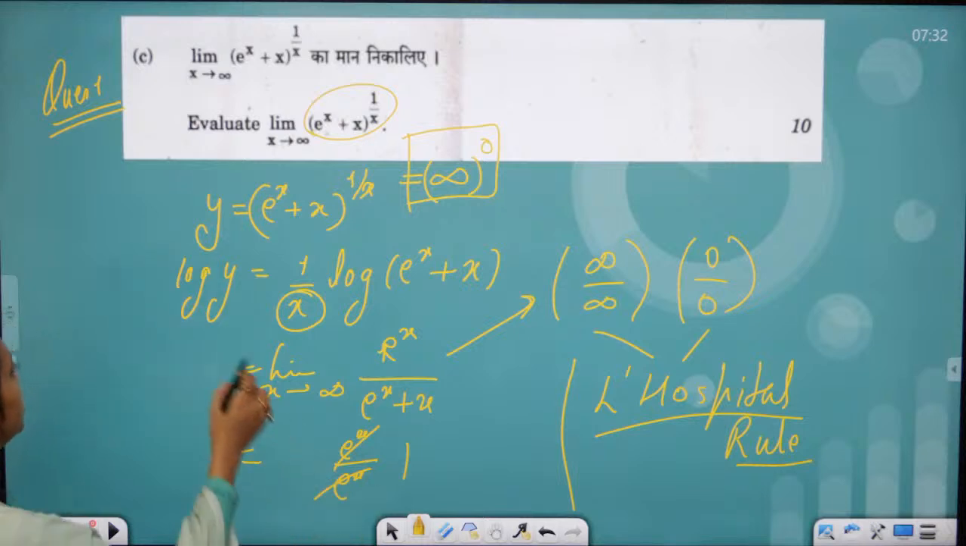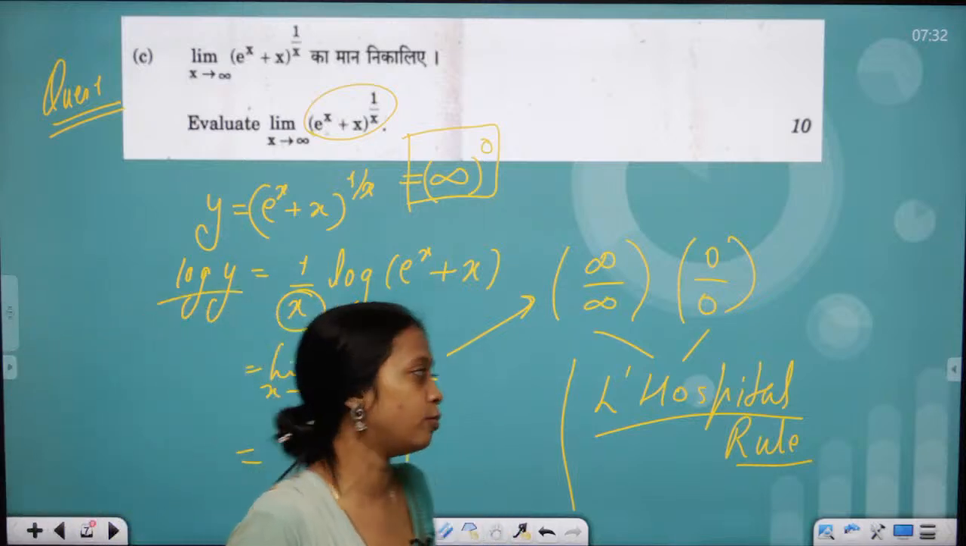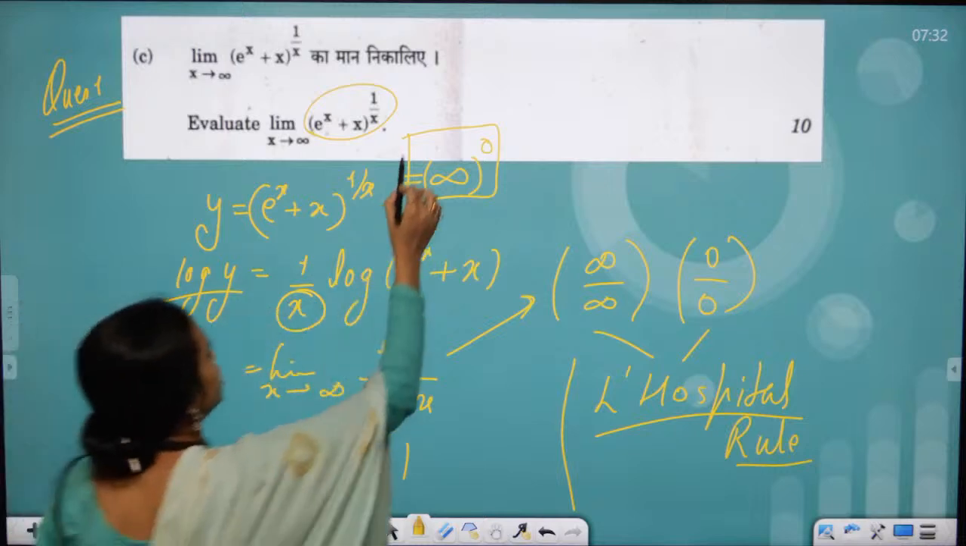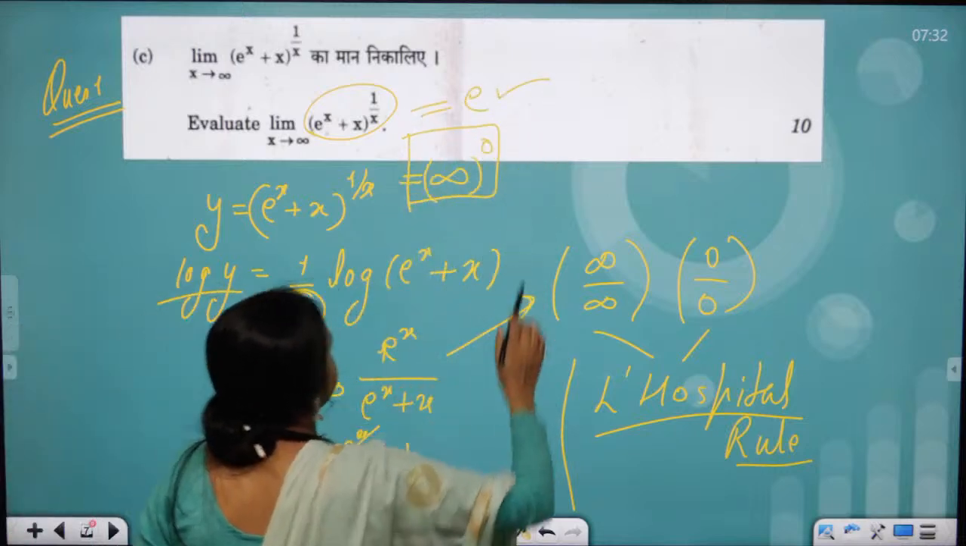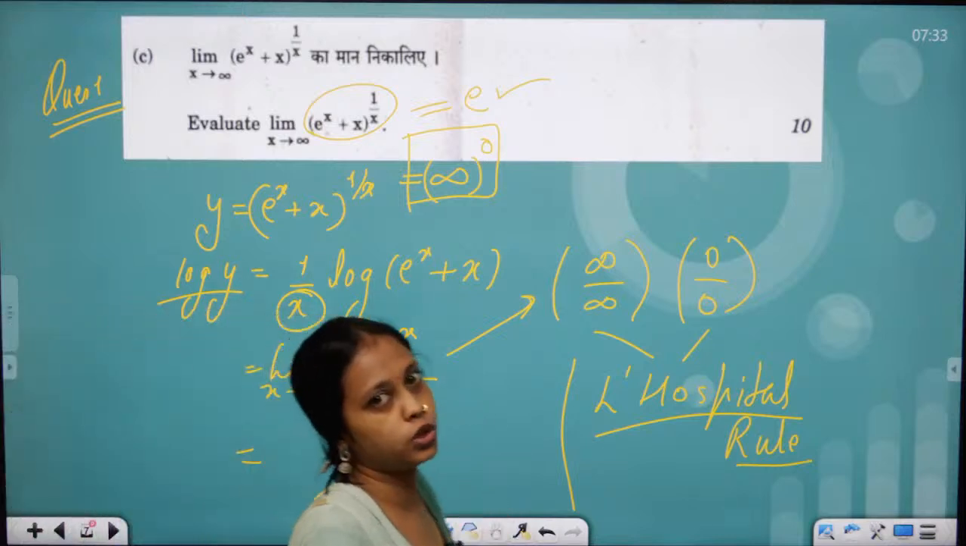But this was the answer for log y. So the final answer would be, take exponential both sides. The answer for this question was e raised to the power 1. Easy. Just the application of L'Hopital rule 2 times.